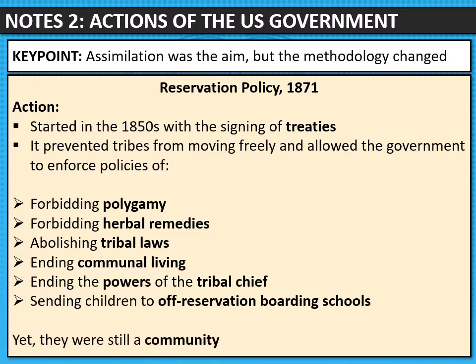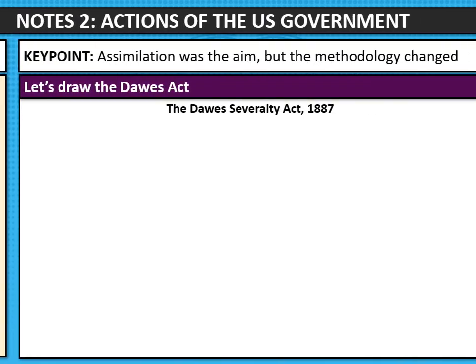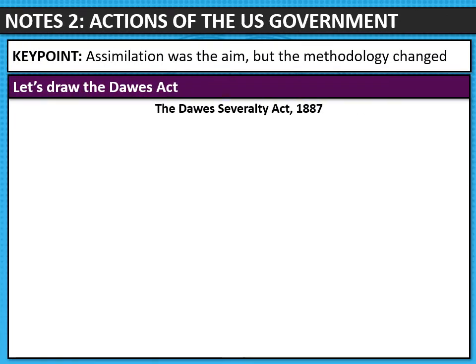However, reservation policies do not achieve assimilation because on these reservations Native Americans could flout these laws and they could still live as a community. Therefore, there is a change of policy in 1887. In 1887, the Dawes Severalty Act is enacted by the US government. This still wants to achieve assimilation, but the methodology is changing.